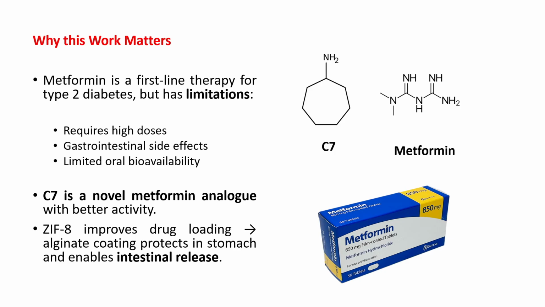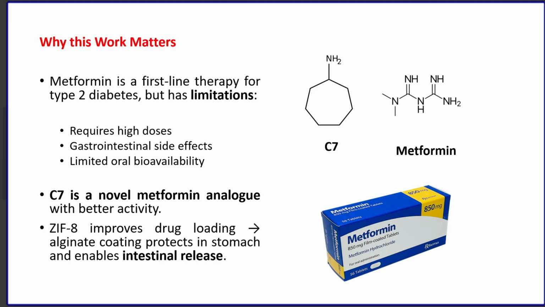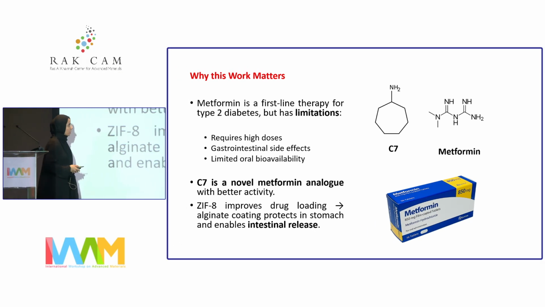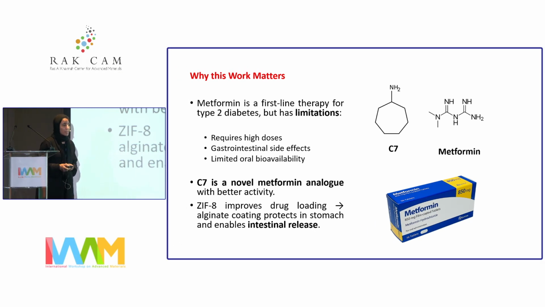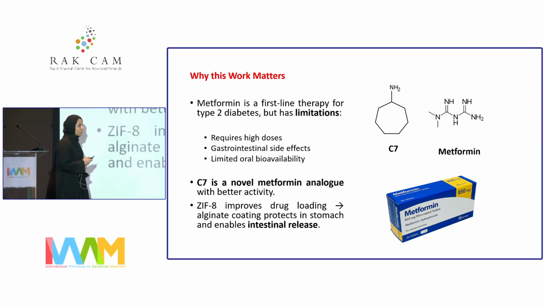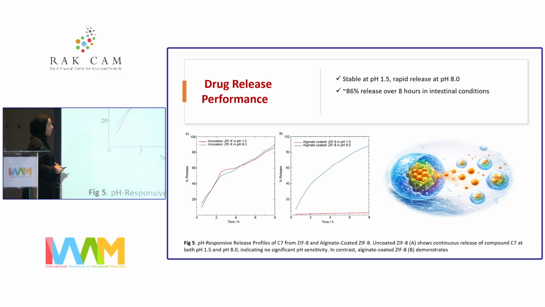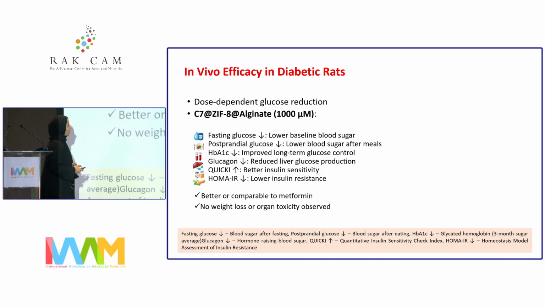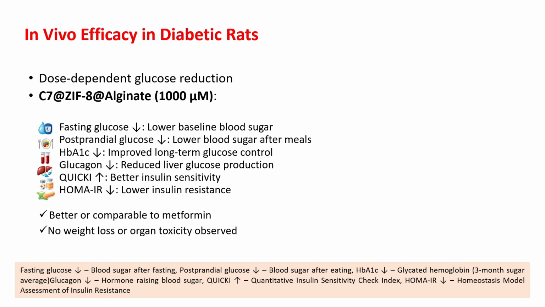After we succeeded with the Nova pair, I also tried to encapsulate the C7, which works as a metformin analog, in the same formulation. As you know, metformin is the first line to treat diabetes, but it has some limitations, such as low bioavailability, side effects, and it requires a high dose. So I tried to encapsulate the C7 in the same formulation, and this is what we came up with. For the drug release profile, we have the same result, and I will share with you the in vivo result.